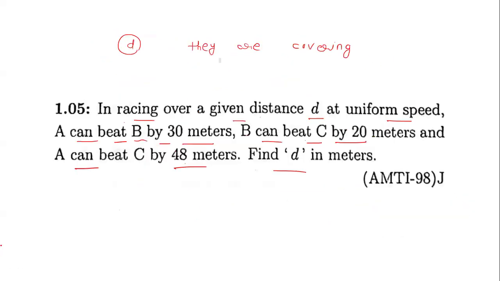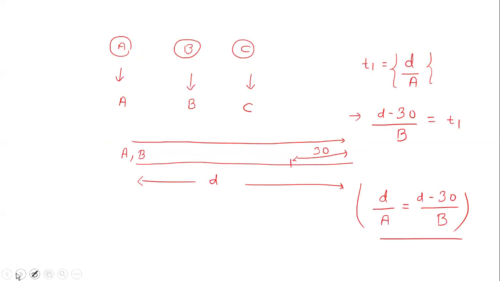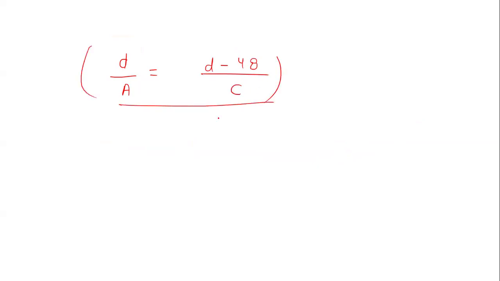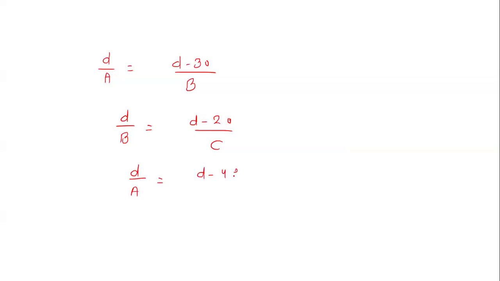The third condition is that A can beat C by 48 meters. In the same way we can write this equation also: when A covers D distance, C covers 48 meters less in the same time. So we basically have three equations: D by A is equal to (D minus 30) by B, D by B is equal to (D minus 20) by C, and D by A is equal to (D minus 48) by C.